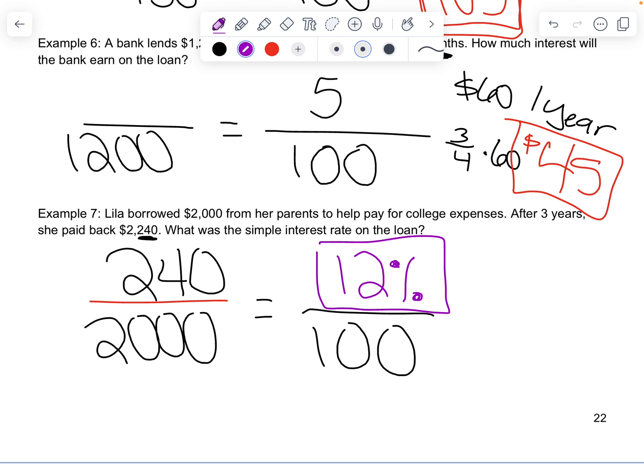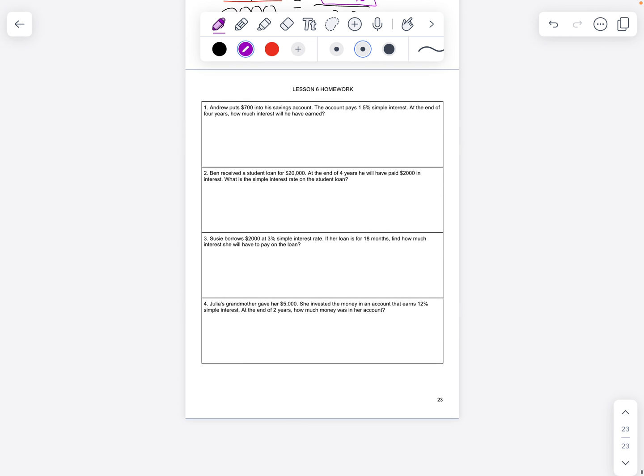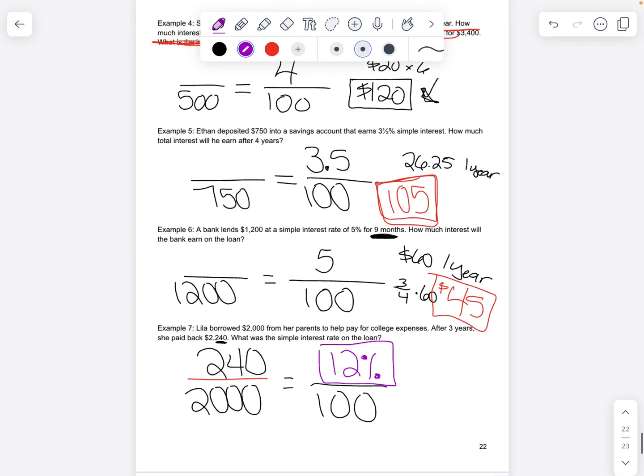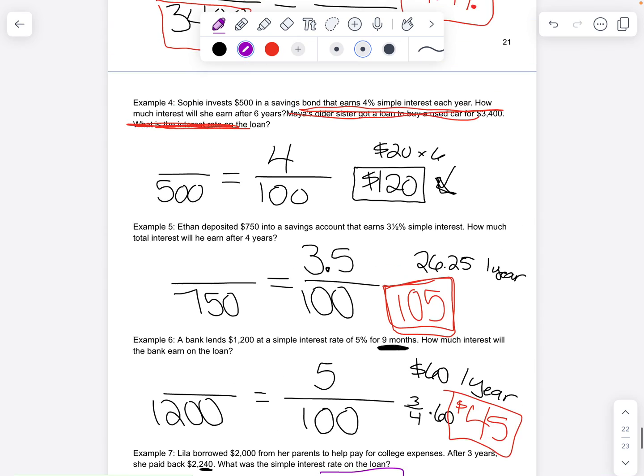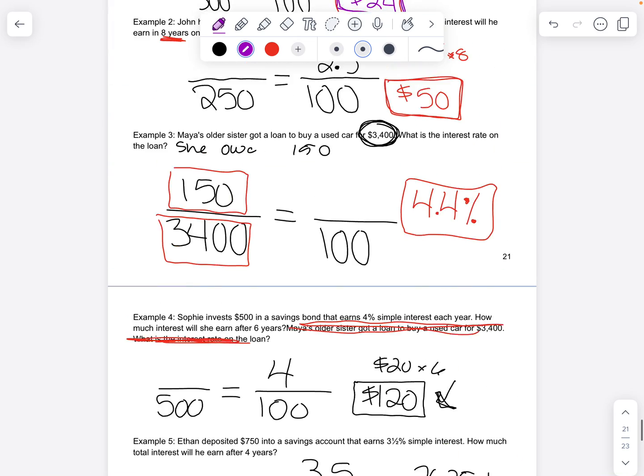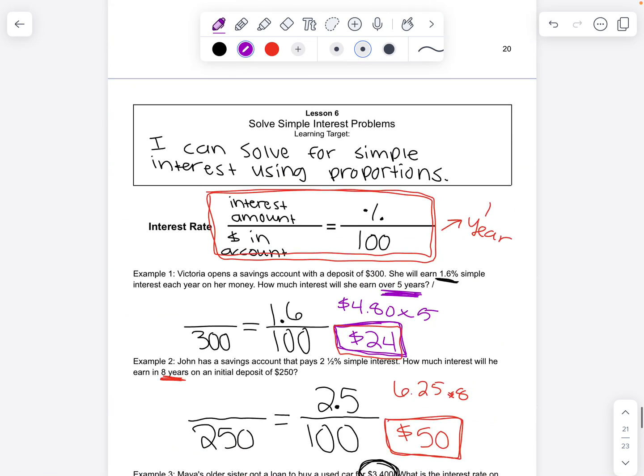So now you're going to go through page 23 to practice. And if you need help, make sure you're asking questions. Go back through and watch any of the examples if you need help with lesson 6.